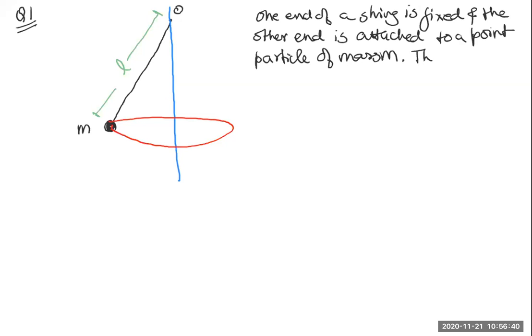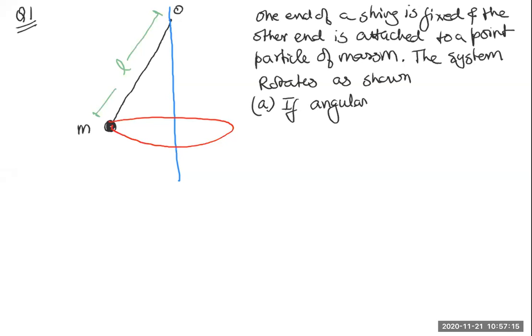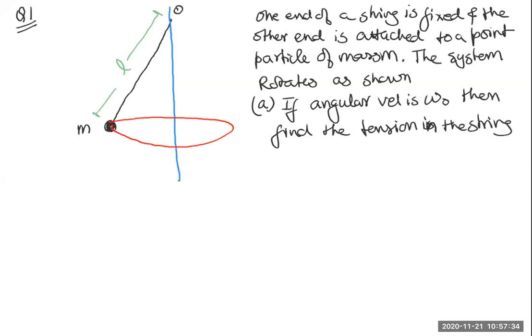Now, the system rotates as shown. So, part A. If angular velocity is omega naught, then find the tension in the string.